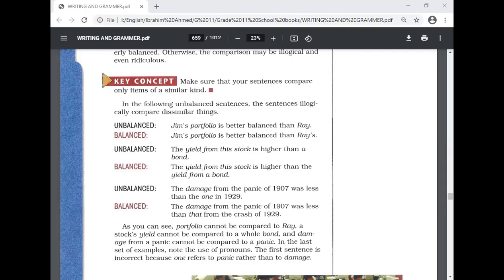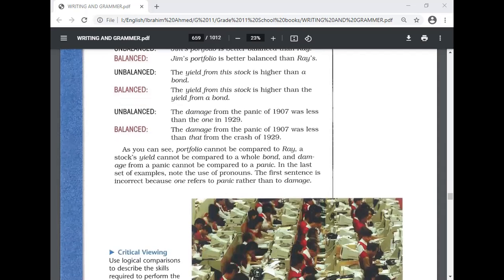It's illogical. The yield from this stock is higher than the yield from a bond. Because I can compare the stock to the bond, and I can compare the yield of the stock to the yield of or from the bond.